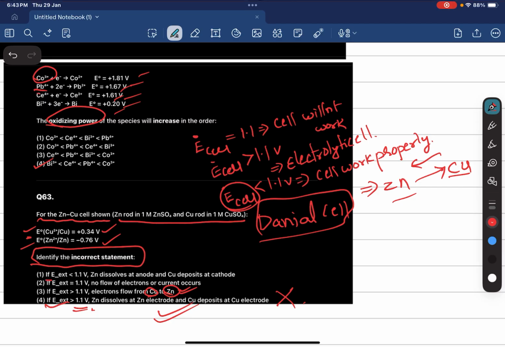So this option, if external is less than 1.1, then zinc dissolves at anode, copper deposits at cathode. That's also correct. Means cell will work properly. If external value is 0, no flow of electrons or no redox reaction. So all these statements are correct except the fourth option. So the answer is the fourth option.